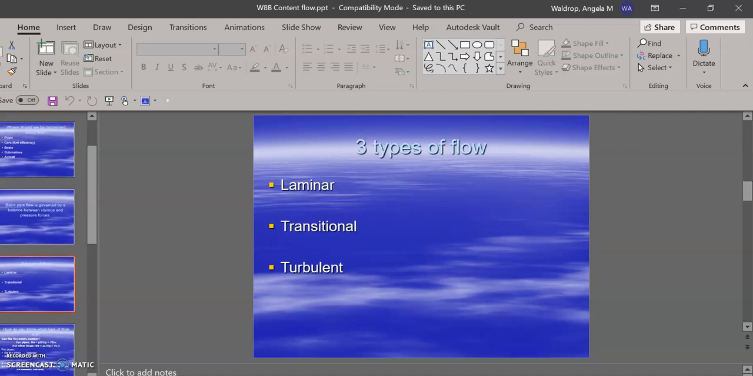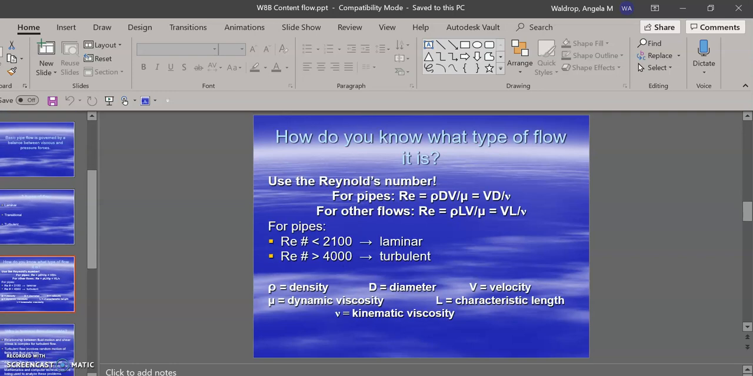Slide 4 talks about the 3 different types of flow. We can have a laminar flow, a turbulent flow, or a transitional flow. The way that we figure out what type of flow we have is we use something called the Reynolds number. The Reynolds number does not have a unit, it's just a number, and we can use that value to determine whether it's laminar or turbulent.